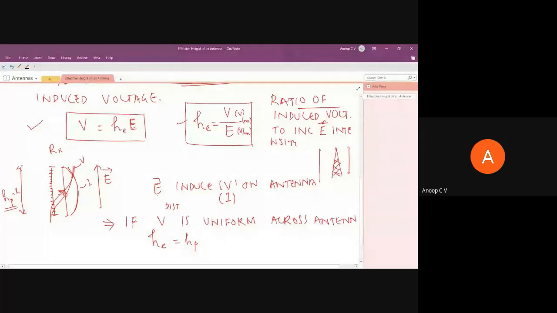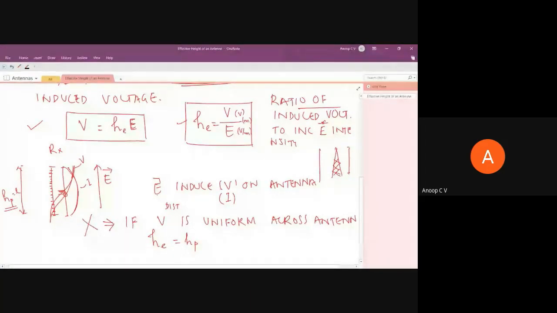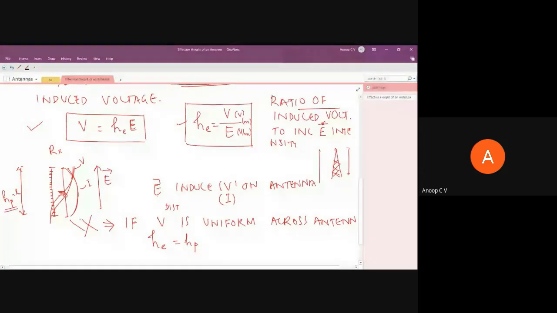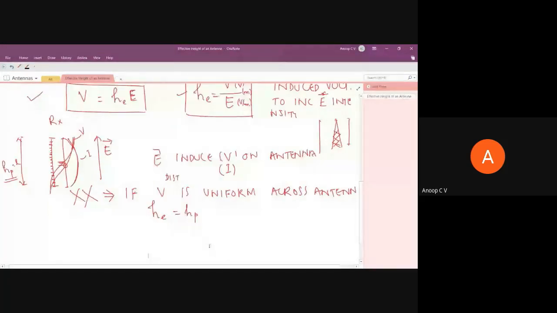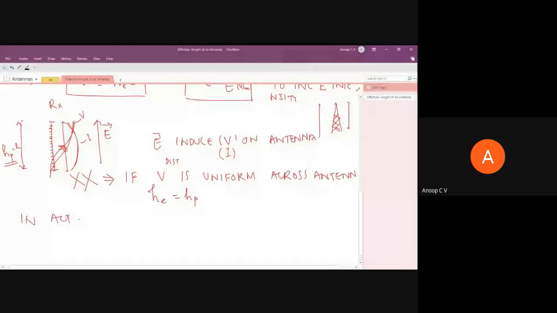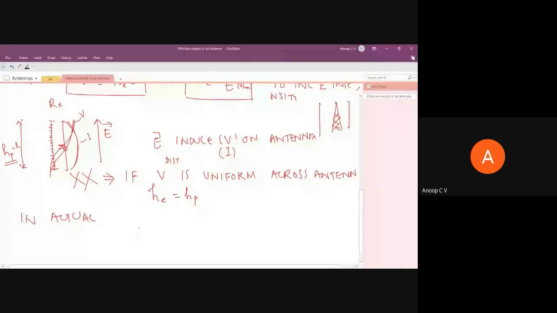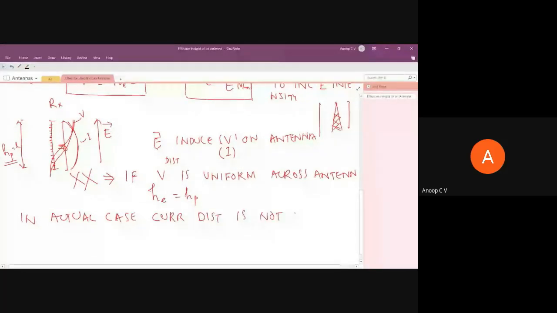So in this case, if V is uniform across the length, that is not practically possible. In most cases, the current distribution will not be uniform. In the actual case, when I say current distribution, it means voltage distribution also. In the actual case, the current distribution is not uniform.